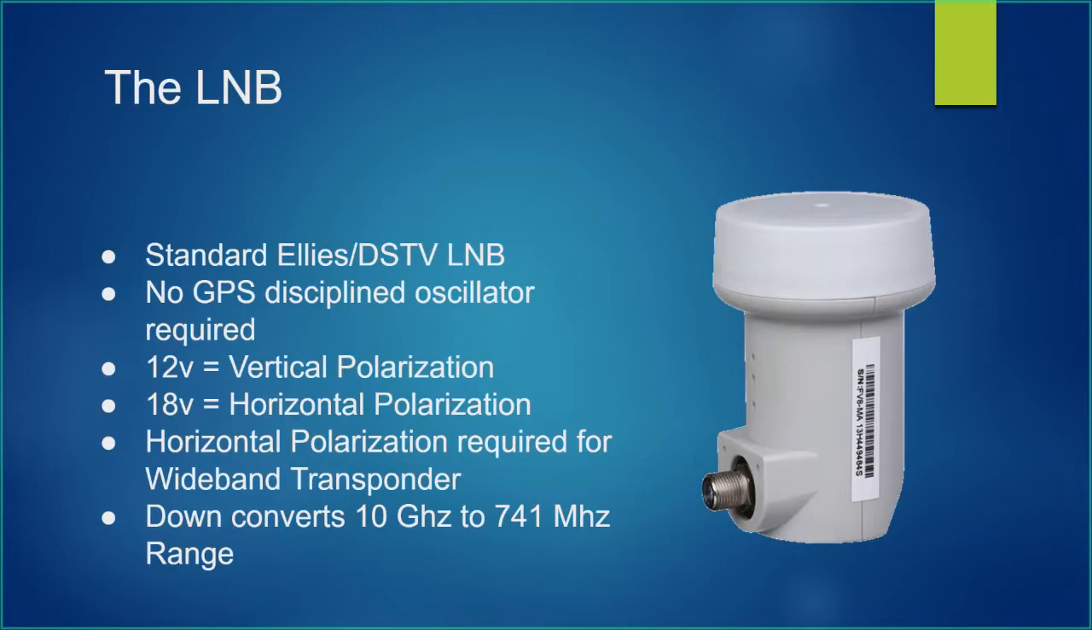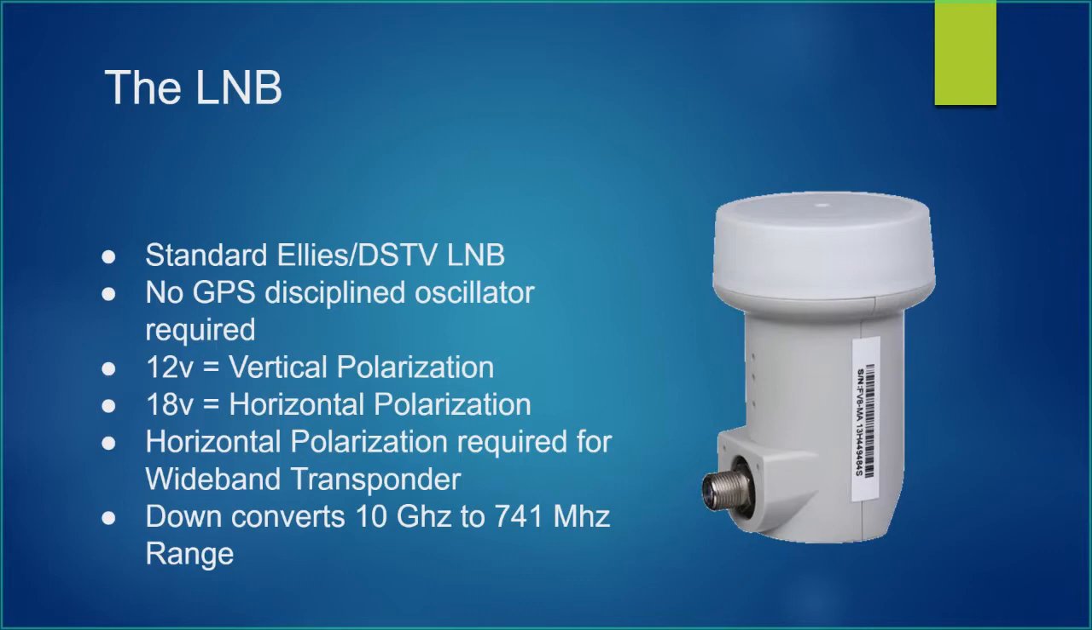It does not have to be GPS disciplined, or you don't have to do external oscillator injections or anything like that. But the one difference between the narrowband and the wideband is your polarization on the LNB. So for the narrowband, you need a vertical polarization, but on the wideband, you need a horizontal polarization. And how you switch it on these LNBs is basically the power that you supply to it.